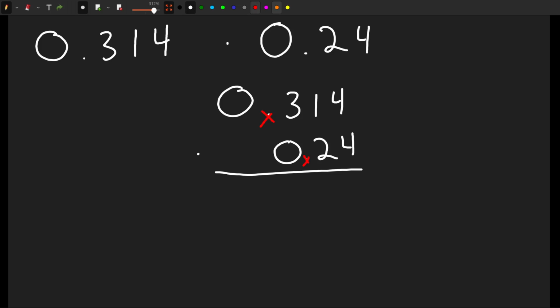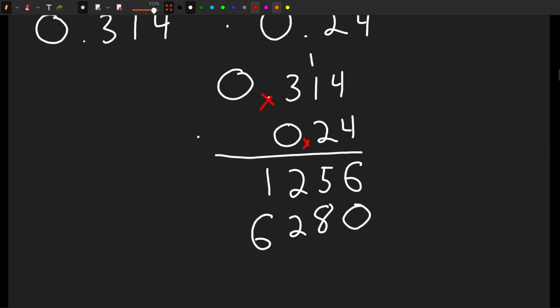4 times 4 is 16. Carry the 1. 4 times 1 is 4. Add the 1, I get 5. 4 times 3 is 12. And 0 I don't need to deal with. Now I'm going to add a 0 since I'm now in the next place over. 2 times 4 is 8. 2 times 1 is 2. 2 times 3 is 6.